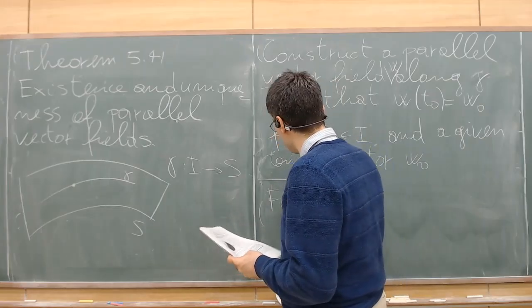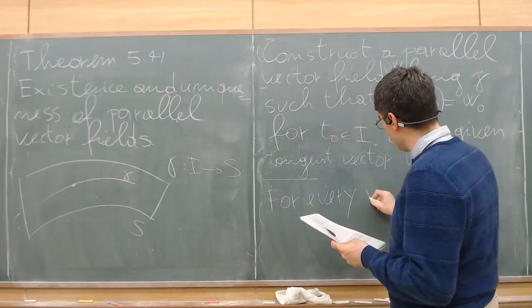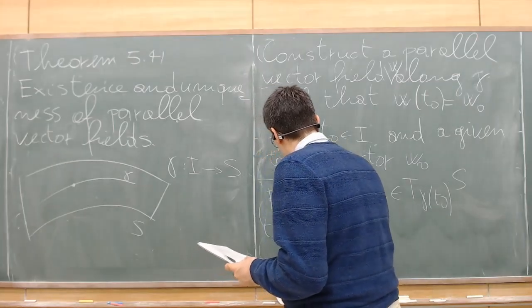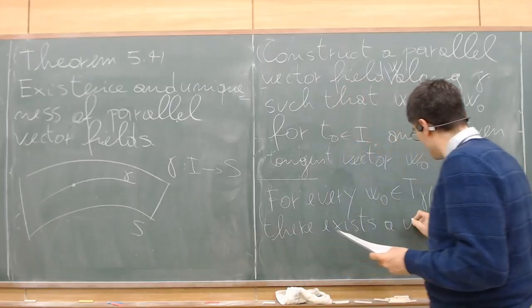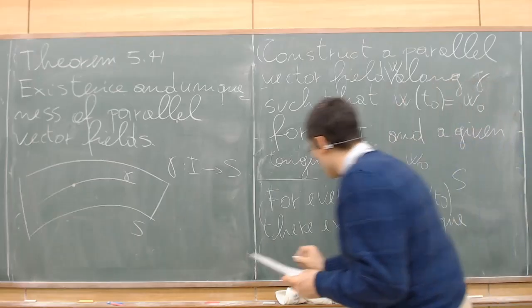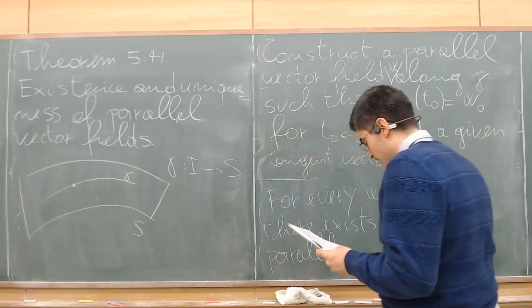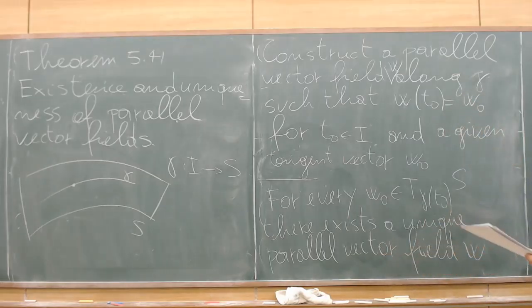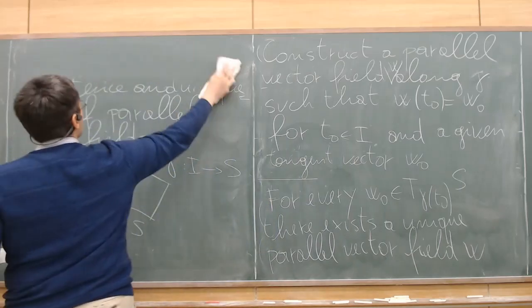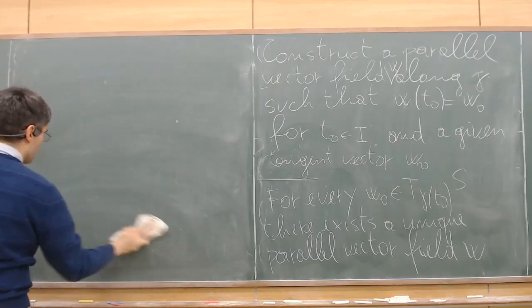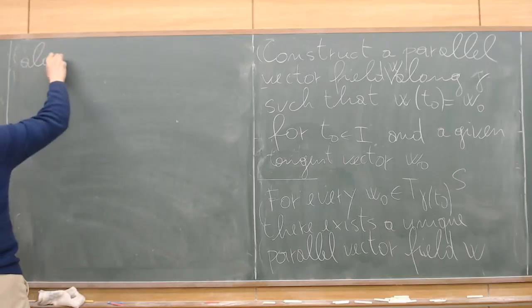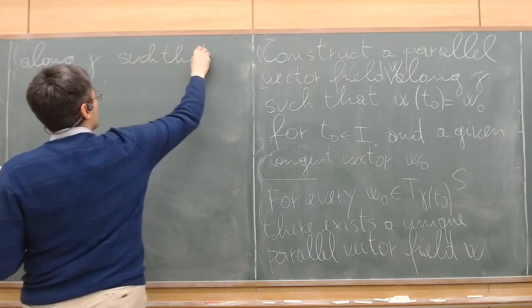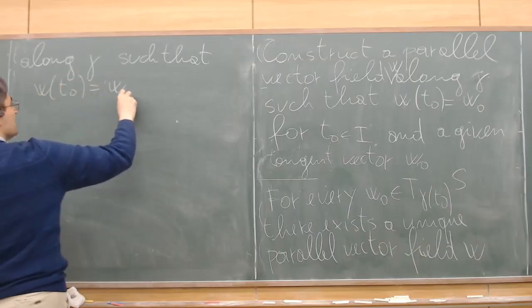So we have that for every W0 in T gamma(t0) S, there exists a unique parallel vector field W along gamma such that W(t0) is W0.